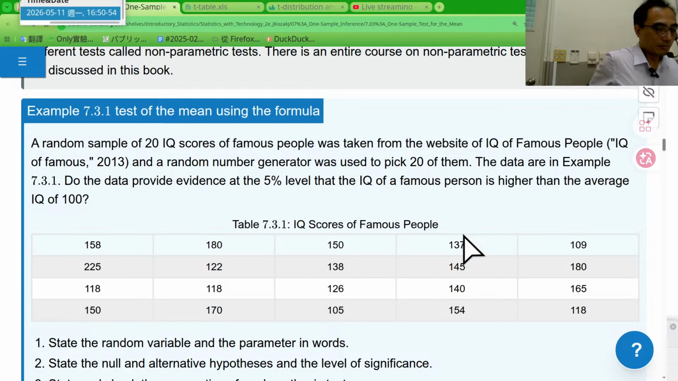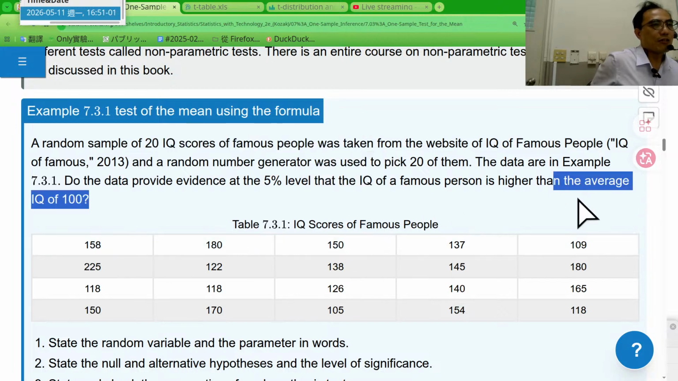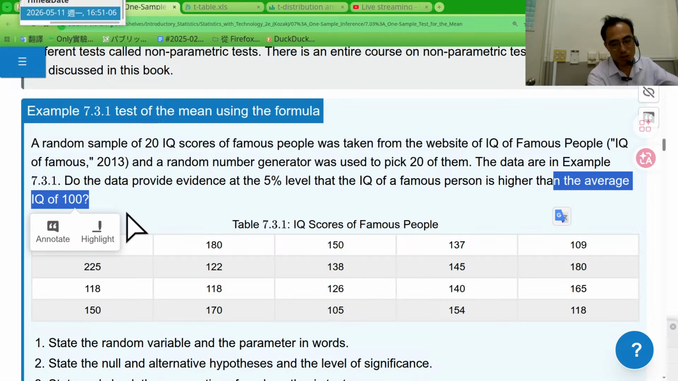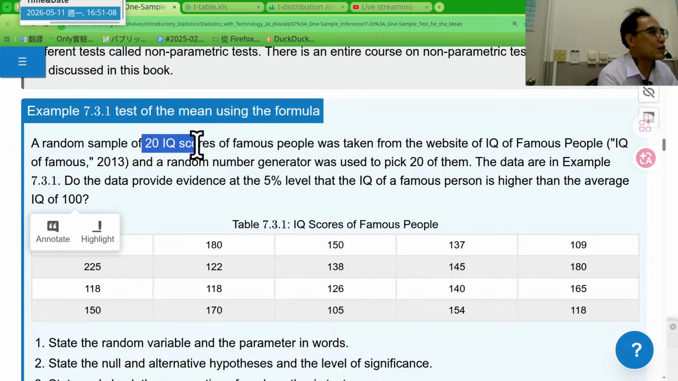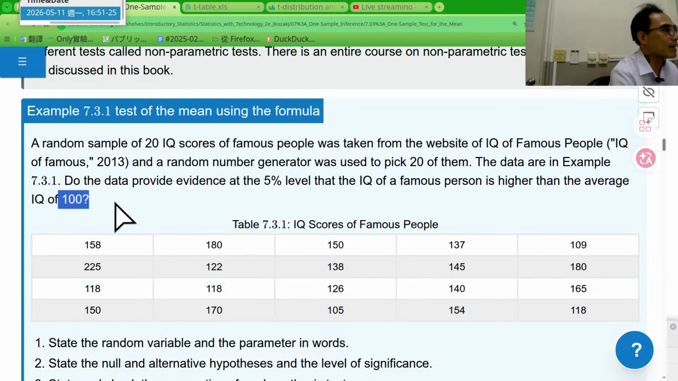whether they are smarter than ordinary people, and the average IQ is 100. Then after the calculation, the average is 145, but it doesn't matter. Two factors determine whether they are different. The first is the distribution, about the standard deviation. The other is about the mean. The mean is 145. Here is 100, but we cannot judge it right now. We need to calculate.